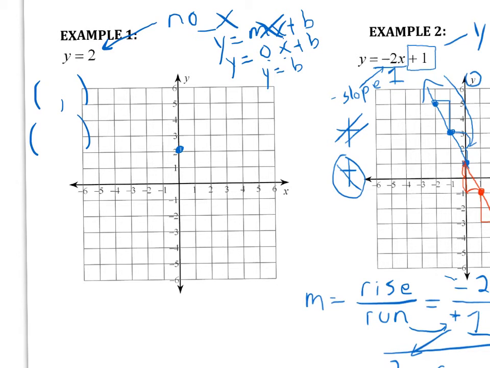Now the other way that I can think about this, if I have any ordered pair, and again, you have unlimited, infinite ordered pairs if you're talking about a line, the y value in this ordered pair is always what number? Look at it. It says y is 2. The y value in each of these ordered pairs is always 2. Now the x can be any number. It doesn't say anything about what the x is.